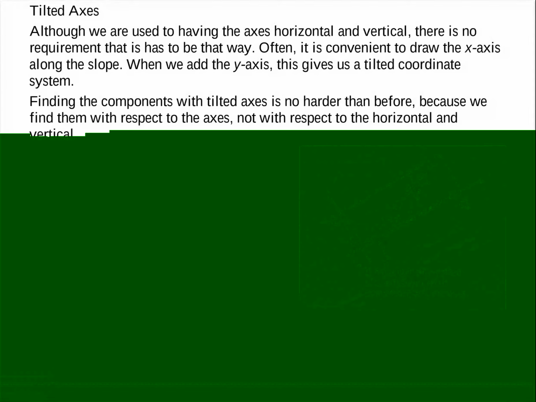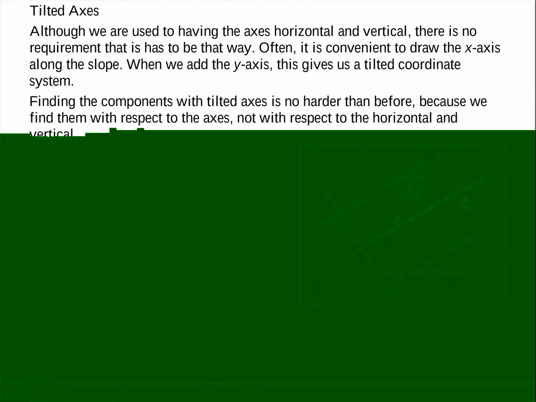So now we're on tilted axes. Although we're used to having the axes horizontal and vertical, we don't have to. Sometimes it's convenient to draw the x-axis tilted along, like if we're on a hillside or on a ramp or something like that. We can tilt the axis to be along that ramp, which means that the y-axis will tilt along with it so that it stays perpendicular. So we'll have tilted axes then, as you can see in the picture.